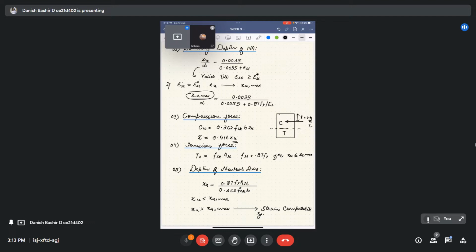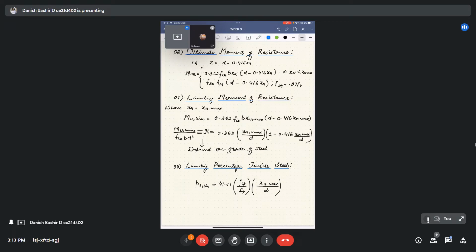We can get the depth of the neutral axis by this. You would have already studied in the lectures that we equate the equilibrium equation Cu equals Tu. From Cu, you have the formula 0.36 fck b xu, and Tu is this. When you solve it for xu, you get this formula. This is valid up to xu less than xu max. When you have to solve beyond xu greater than xu max, there we adopt a method known as the strain compatibility method, which we will also discuss in the coming couple of minutes.